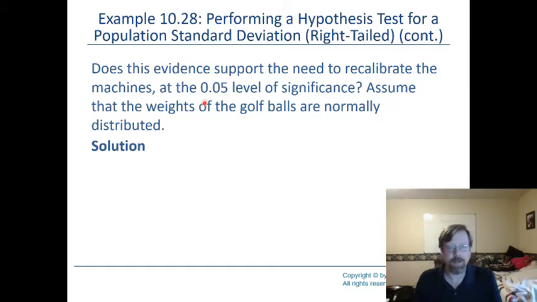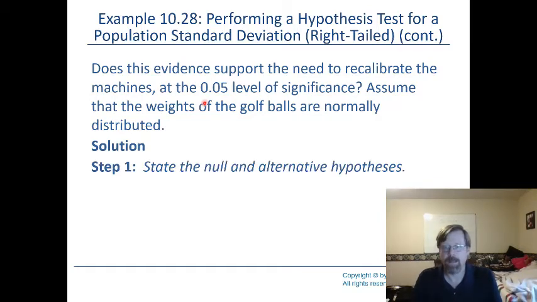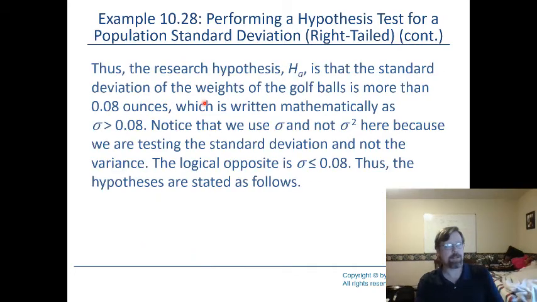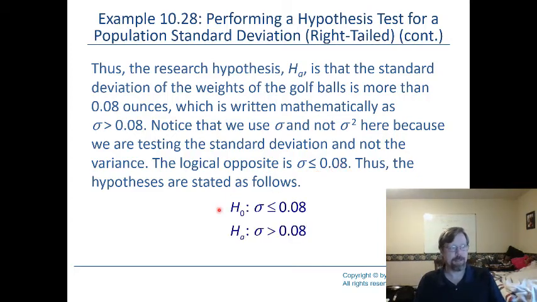All right, so what are our null and alternative hypotheses? The inspector believes that the standard deviation is greater than 0.08 ounces. So the research hypothesis is that standard deviation is greater than 0.08. This is given in standard deviation, so we're using sigma and not sigma squared, because we're testing standard deviation, not variance. The logical opposite is that it is less than or equal to 0.08, so we can state them concisely like so. Null hypothesis is that it's less than or equal to 0.08.